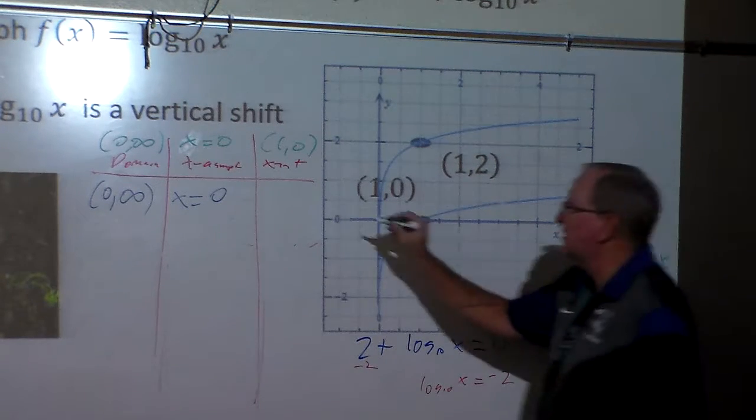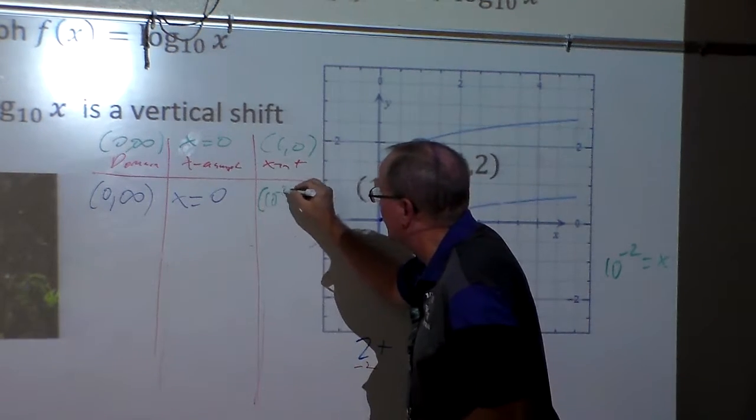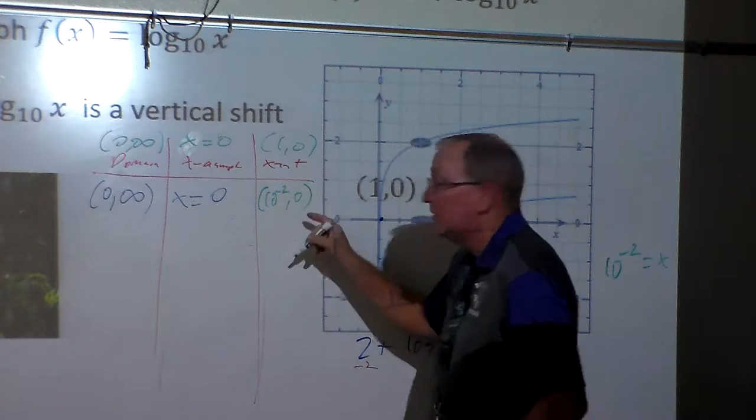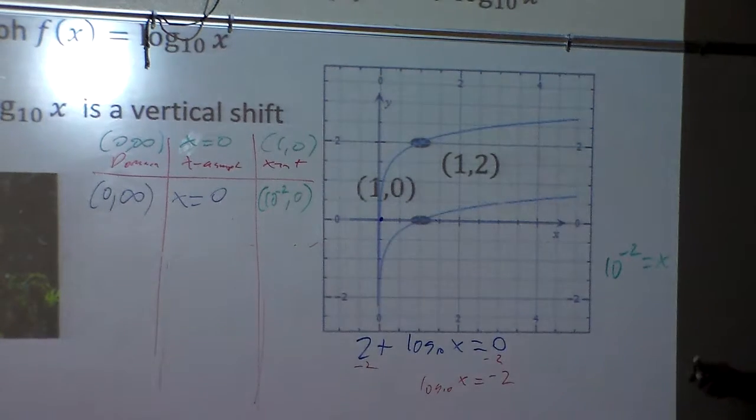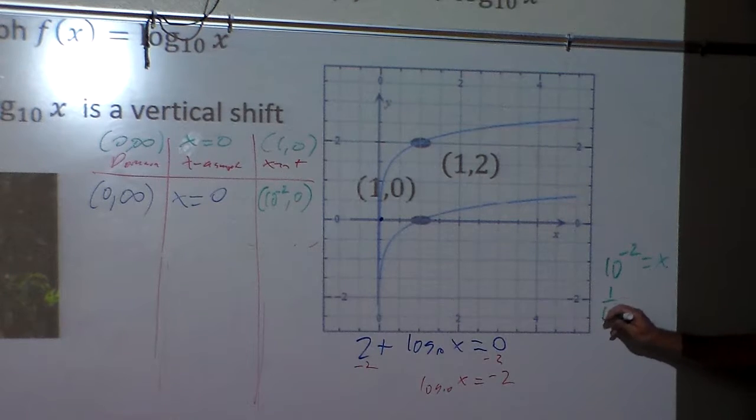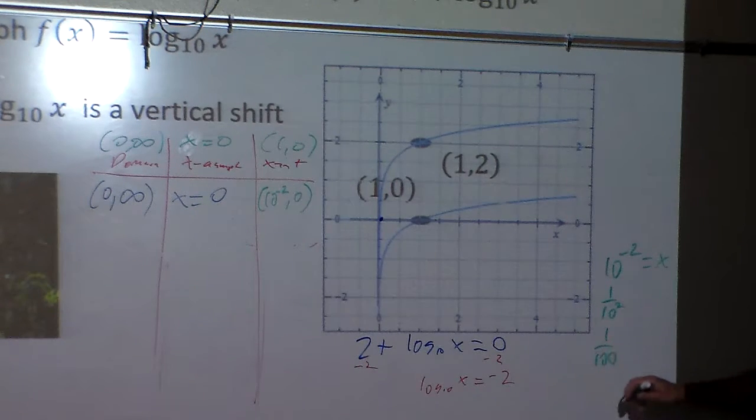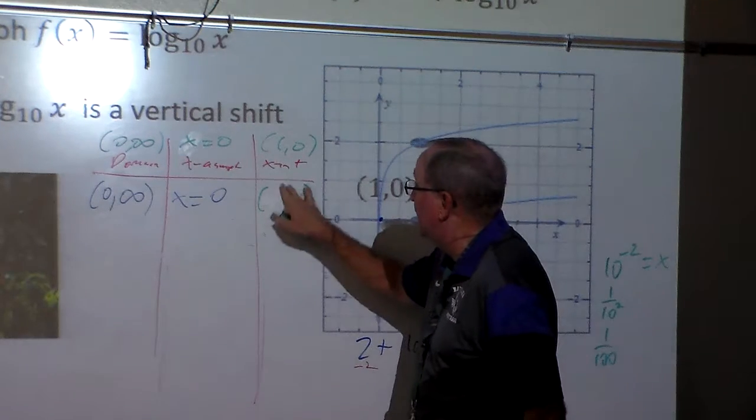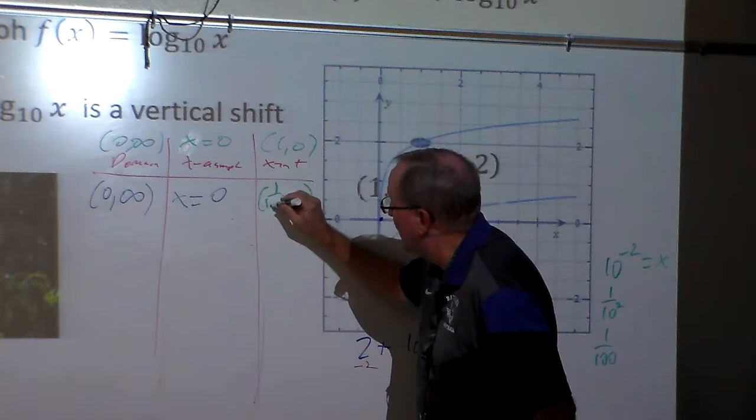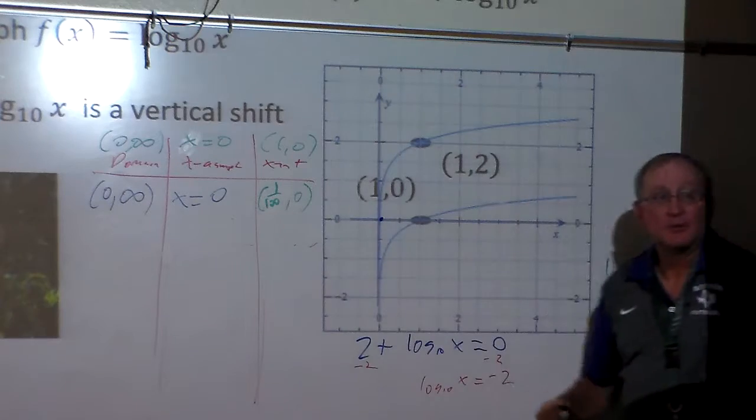So my intercept is technically what? 10 to the negative 2, what? 0. That was 10 to the negative 2. I don't really like that. That's the same as what? 1 over what? 10 squared, or 1 over 100. So that would be a better way to write it. 1 over 100, comma 0.